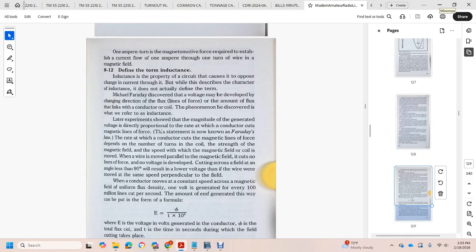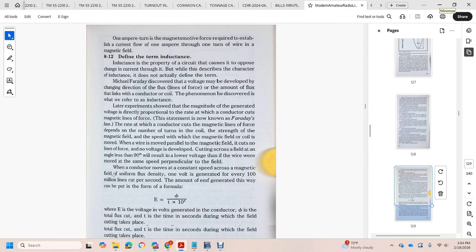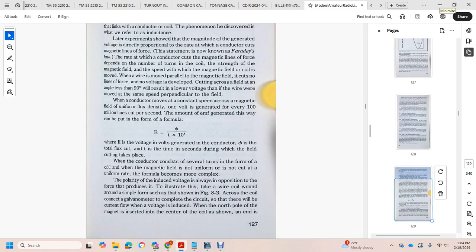in a uniform flux density, 1 volt is generated for every 100 million lines cut per second. The electromotive force generated this way can be put in the formula: electromotive voltage equals the total flux cut divided by the time in seconds times 10 to the 8th. When the conductor consists of several turns of a coil and the magnetic field is not uniform, or is not cut at a uniform rate, the formula becomes more complex.